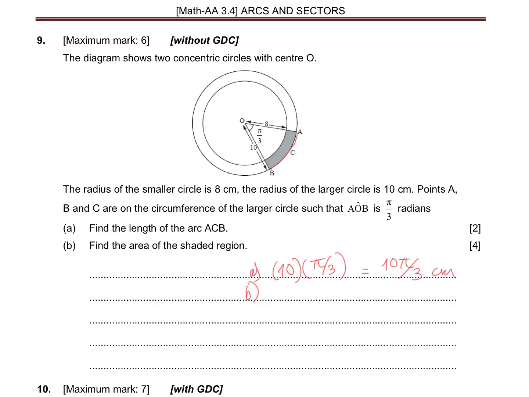We're going to have the area of the large sector subtract the area of the small sector. So large sector area is 1/2 r squared theta, minus smaller sector is 1/2 8 squared theta. So that's 100 over 2, which is 50 pi over 3, minus 64 over 2 is 32 pi over 3. So we're going to have 18 pi over 3, 6 pi.